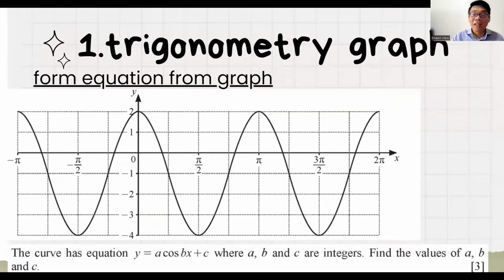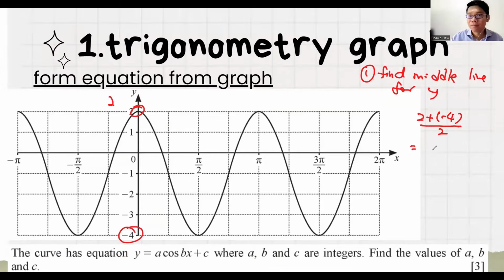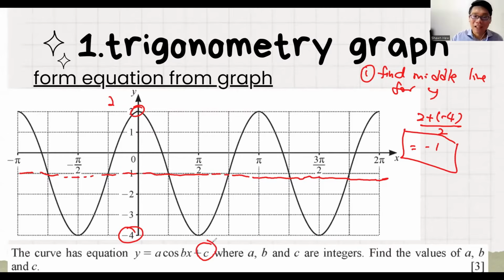The next thing is, if they give you the graph and you need to form your own equation, how to do? First step, you need to find the middle line for y. We know that the maximum is 2, minimum is -4. Find the middle, -1. So -1 is the middle. After we know where the middle line is, C would be our middle line, so it's -1. This middle line can also assist you to find the amplitude. From the middle, go to the top is 3 steps. Amplitude shows you from the middle, go to the top or go to the bottom. 3 steps, so it's 3.